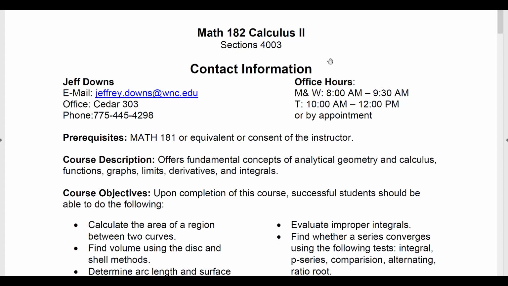Hi everyone, this is the Calculus 2, Math 182, Section 43003, Syllabus Review. It's going to go through the syllabus, with my contact information, my office number, and office phone number. Though I'm not on the Carson campus this semester, I'm still in Fernley, so you're better off just emailing me.